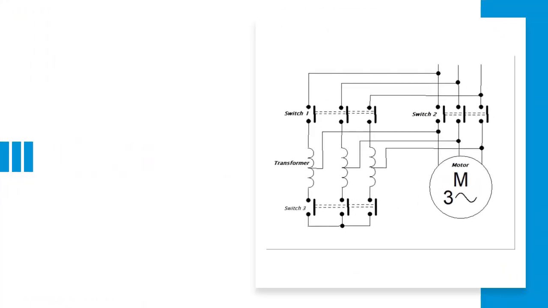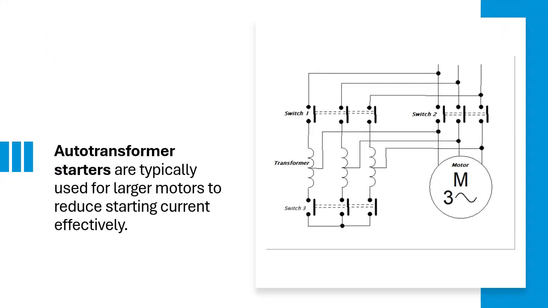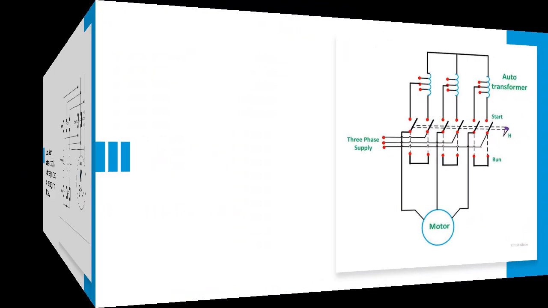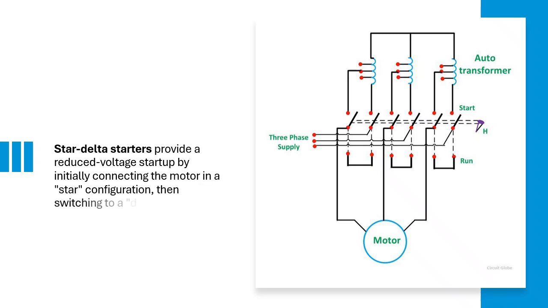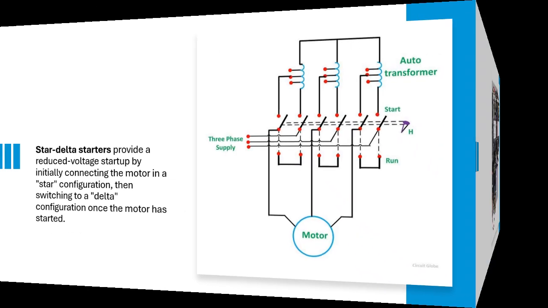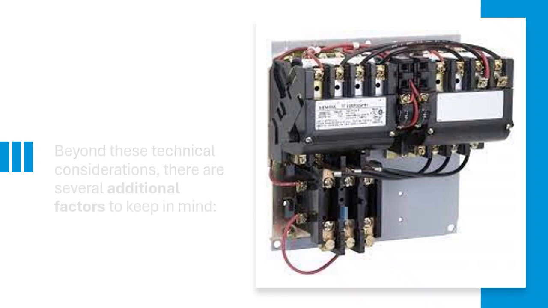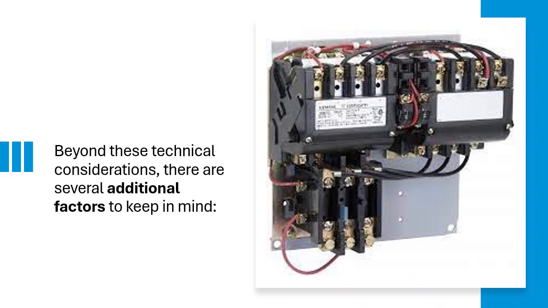Autotransformer starters are typically used for larger motors to reduce starting current effectively. Star-delta starters provide a reduced voltage startup by initially connecting the motor in a star configuration, then switching to a delta configuration once the motor has started. Beyond these technical considerations, there are several additional factors to keep in mind.